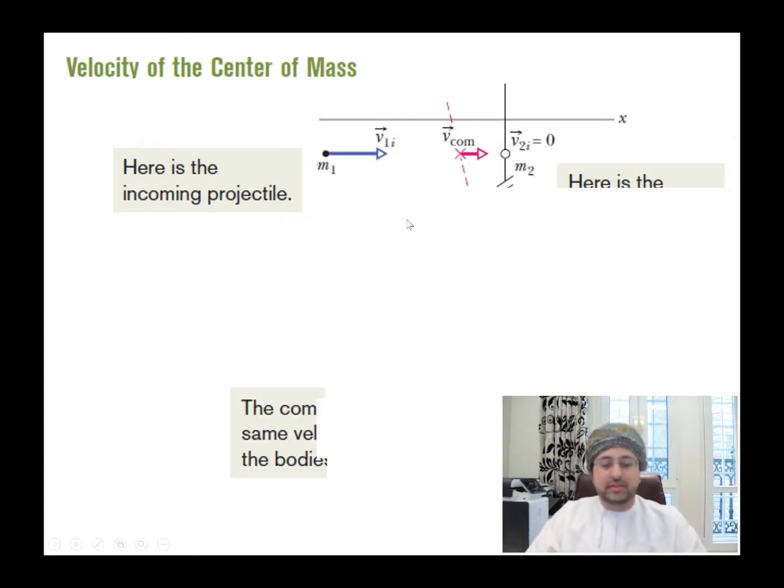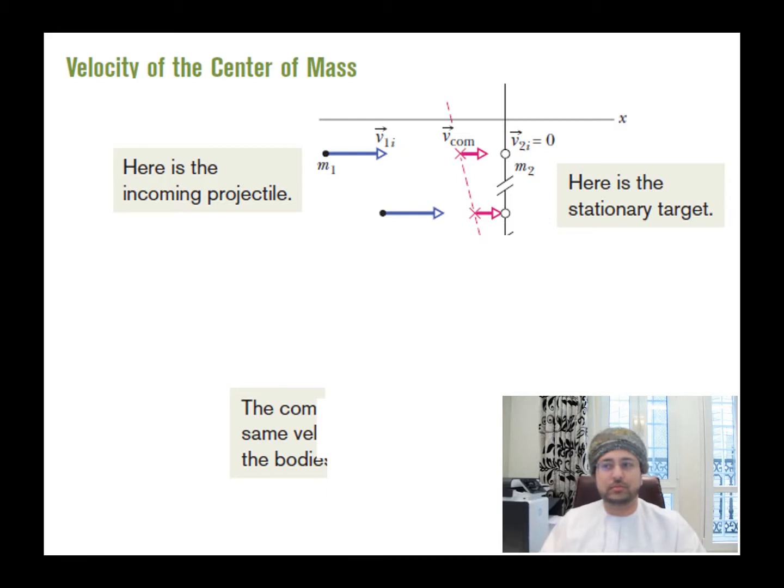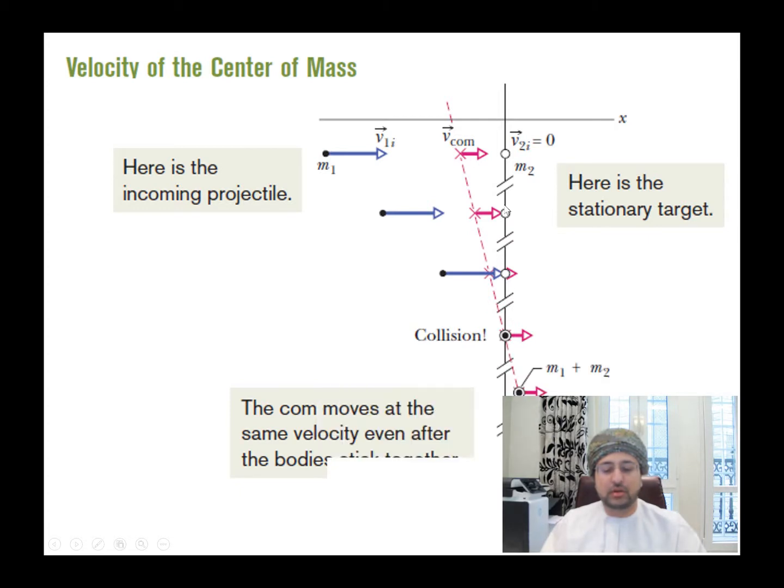Here's the velocity of the center of mass. We have an incoming projectile in blue, and we have a stationary target, and that thing is coming in and it hits it. Okay, our stationary target is the white ball on the axis. Pink is simply the center of mass. There's collision, and then they both move together.